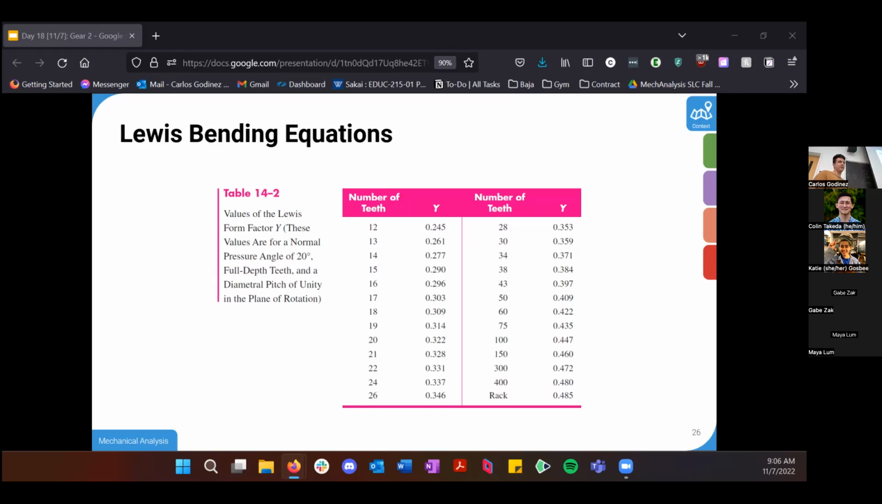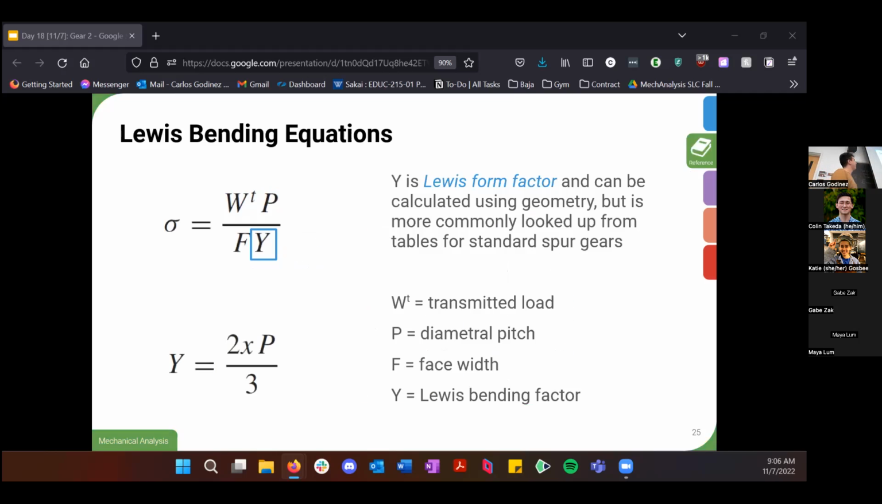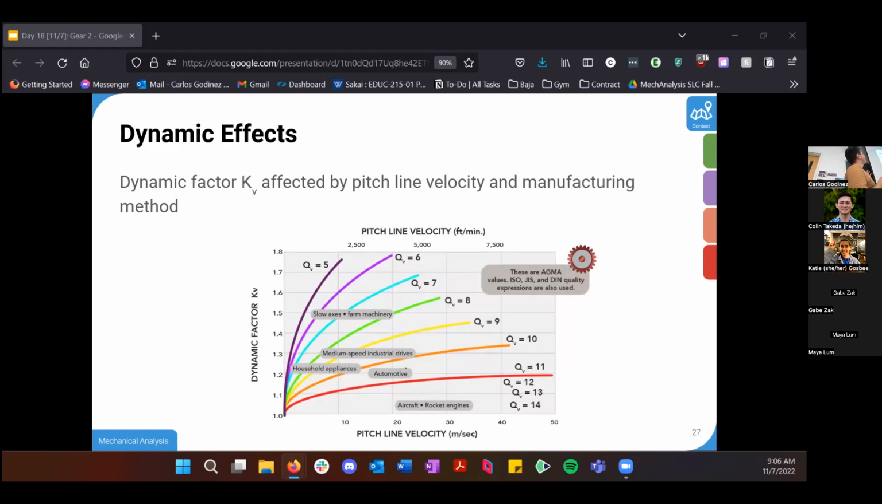There's a second aspect to this as well. This is for the static case where you're just analyzing gear teeth. There are other factors you need to consider as well. Your dynamic factor is usually called KV, and it's affected by how fast you're rotating, so that pitch line velocity, with 2 rolling cylinders in constant contact with each other.